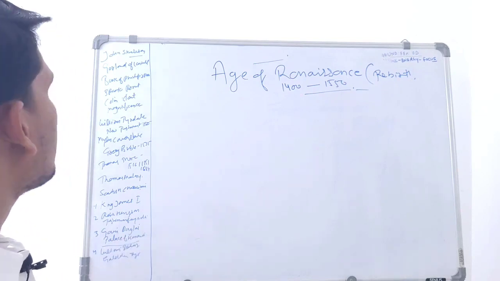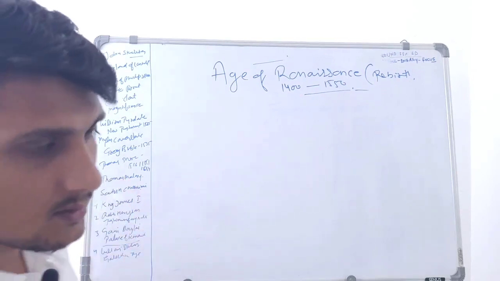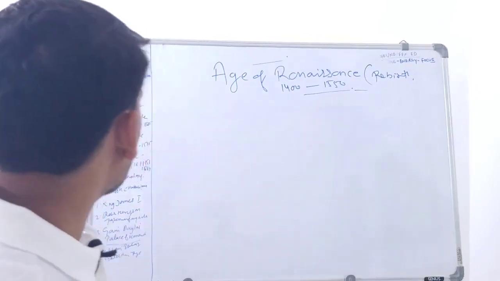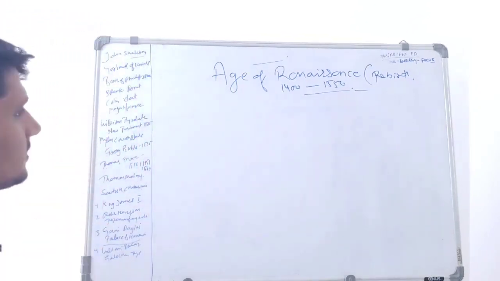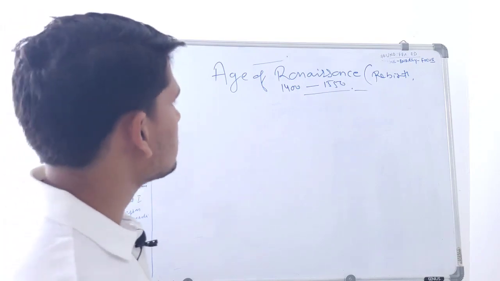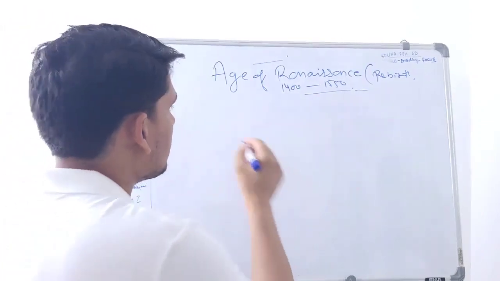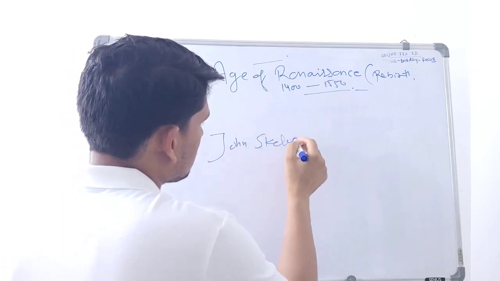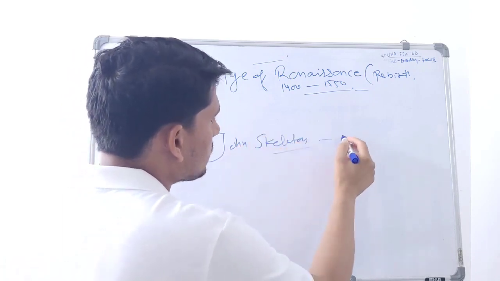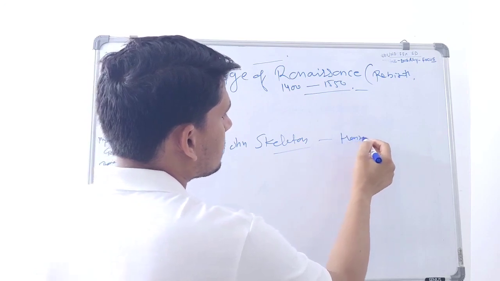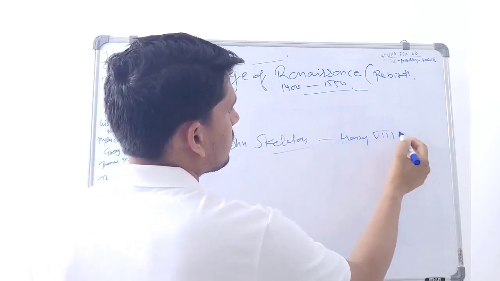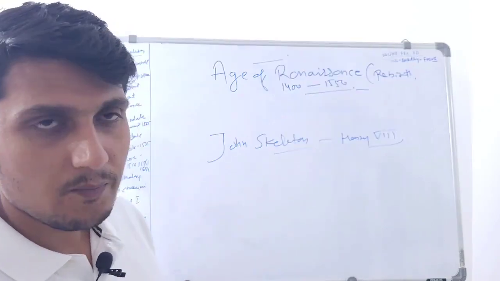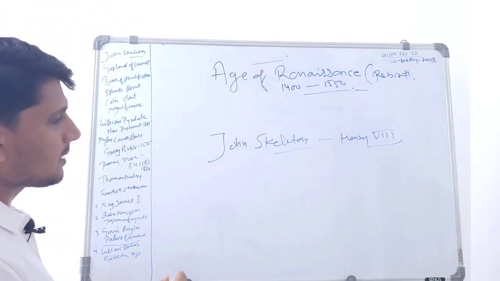Now we come after that to the writers. That is another part. Okay, so here I have written down some of the names of the writers. The first writer that we will discuss here is John Skelton. John Skelton was a tutor of Henry VIII, and he wrote some works that you should remember from an exam perspective.